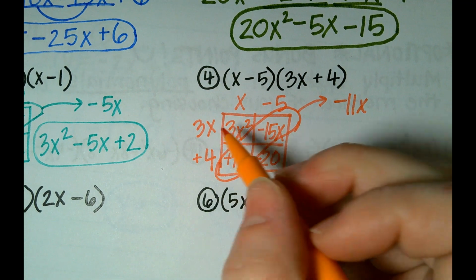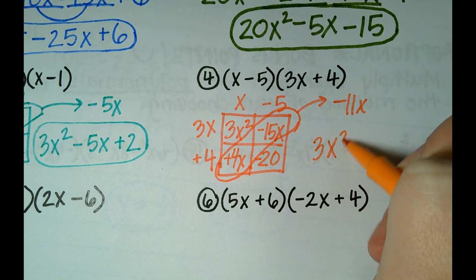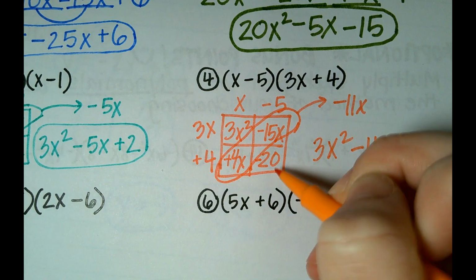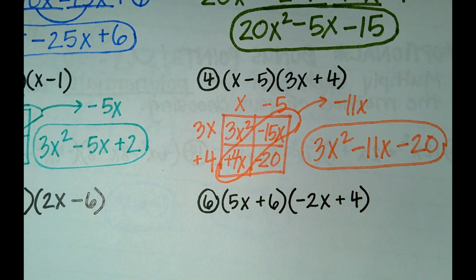Minus 20. Good. So, yeah. Let's put this all together now. We have 3x squared minus 11x minus 20. And that is our answer for number 4.